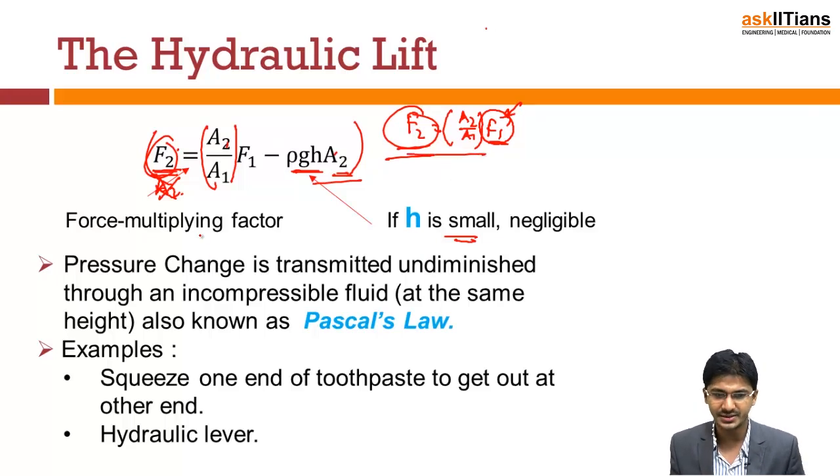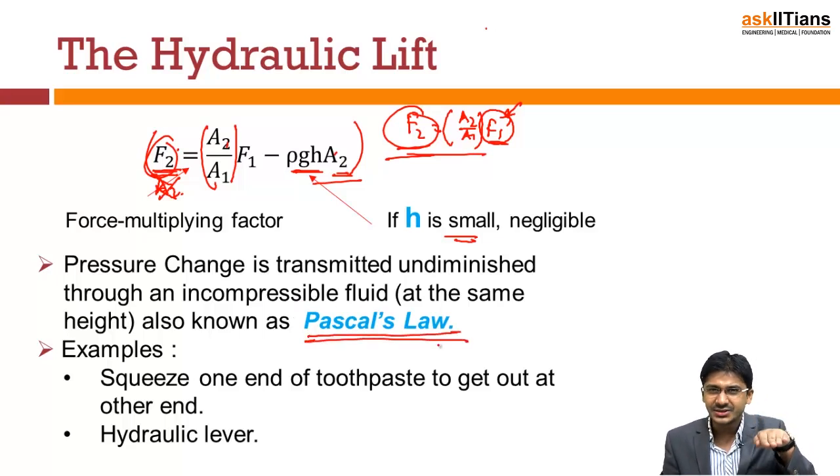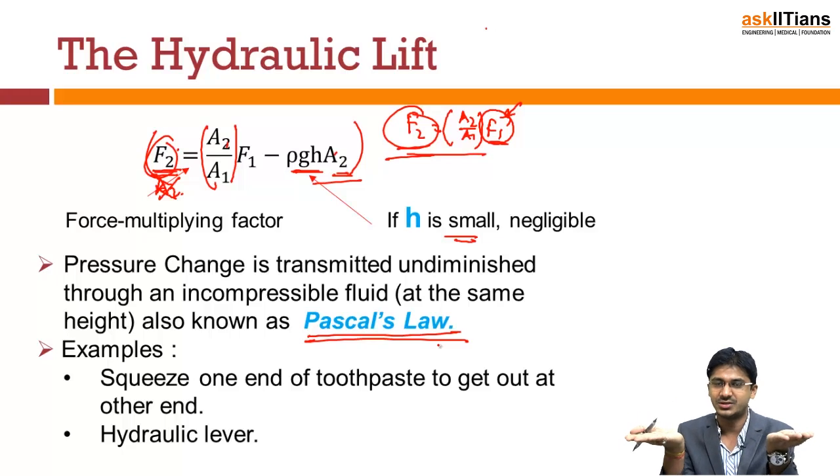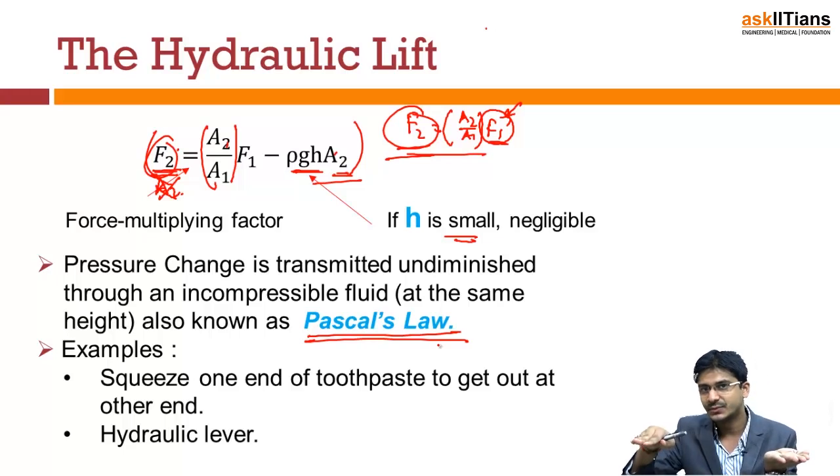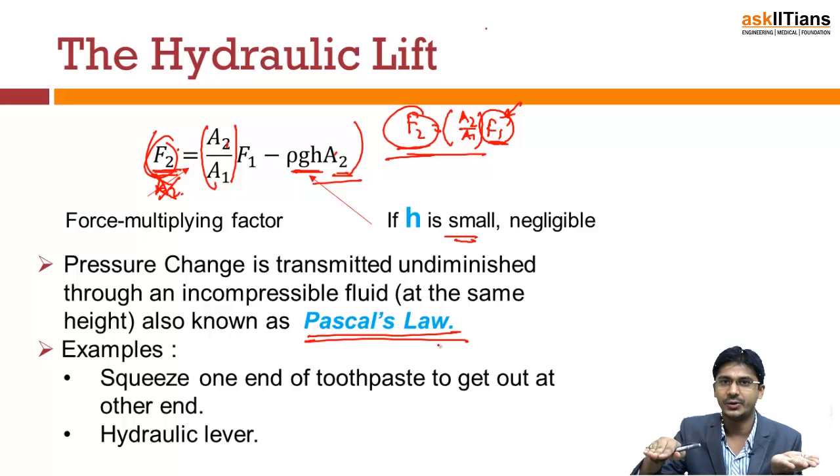Now what you see here is that the pressure change is transmitted undiminished through an incompressible fluid, also known as Pascal's law. What it says is that the pressure change that you gave on this side, okay, what was the pressure change? Earlier there was simply atmosphere that was exerting the force on this piston on this side, and there is a piston on this side. So earlier the pressure was simply atmospheric. Now you applied an extra pressure, added pressure, that was F1 by A1. So now this pressure F1 by A1 was transmitted on this side also.